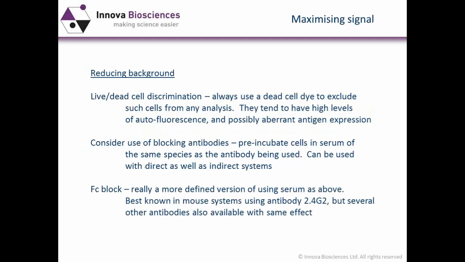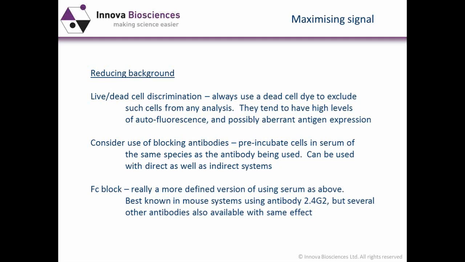So we've thought a little bit about controls. Obviously, one of the things that you want to do with flow cytometry is to maximize your signal. One of the ways of maximizing your signal is to reduce your background, and there are a number of ways of working to do this. One of the key things to do is to make sure that you always have a dead cell dye to exclude dead cells from any analysis that you are working on. Dead cells tend to have high levels of autofluorescence, and they may possibly also have aberrant antigen expression. So it's very good to be able to exclude dead cells from your system.